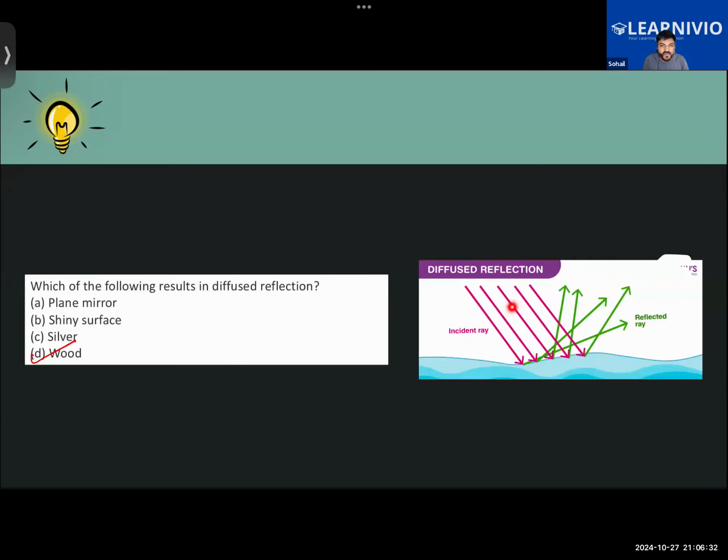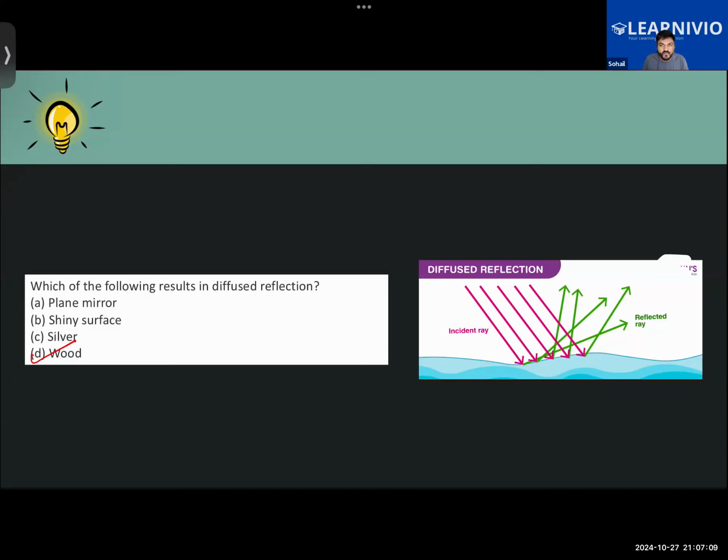But for the diffuse reflection, a parallel ray of light is falling upon this surface, and what kind of surface? It is an irregular surface. So when parallel rays of light fall upon an irregular surface, they are reflected back into different directions. They get reflected back into random directions. So that is called diffused reflection or irregular reflection. Getting it, everyone now? That is diffused or irregular reflection.